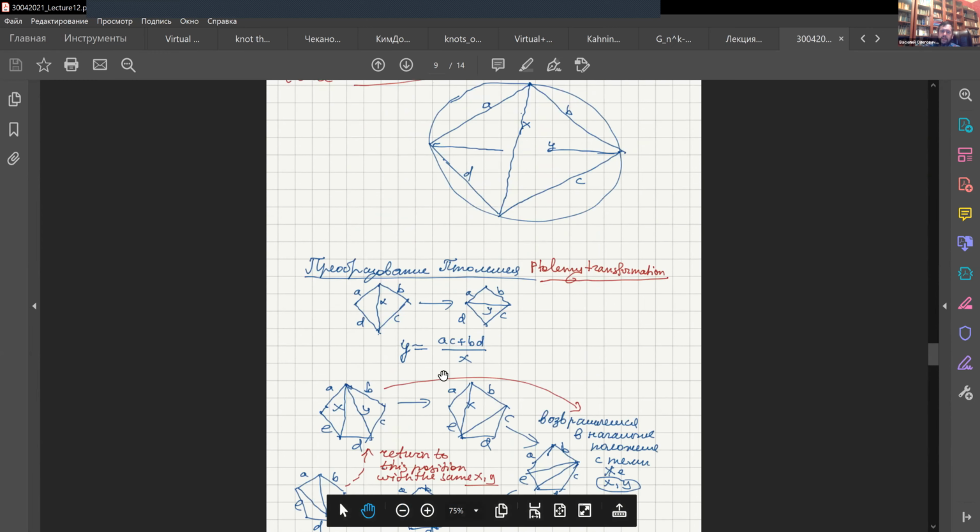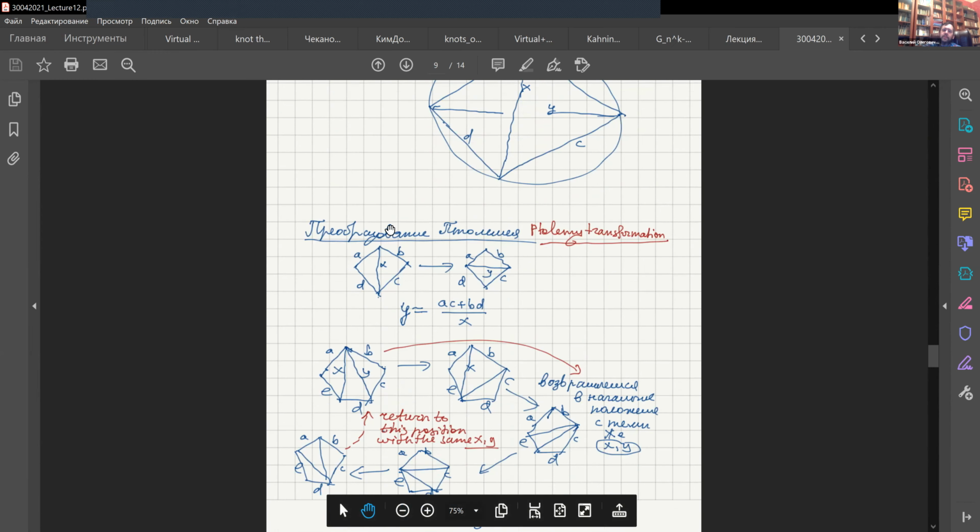Since we have a triangulation of a quadrilateral like this, and we want to denote this diagonal by X, and we switch to this by a flip, then this Y will be AC plus BD over X. So this is the Ptolemy transformation. So if we have some labels here, then we will have labels here. So the edges are as before, and the diagonal, instead of X, we get this Y.